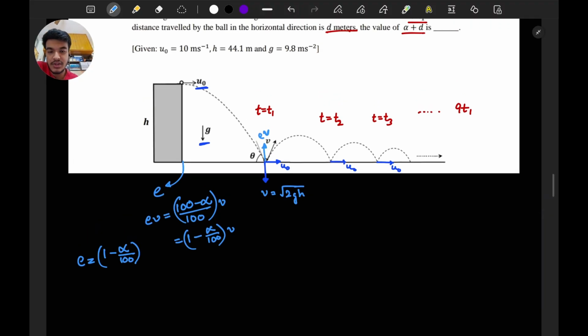Again, notice one thing. Since it was ev, we know in projectile motion the vertical component initially and finally would be the same, just the direction would be reversed. So here it would be ev again. It would hit with ev, and when it bounces off, it would again be multiplied with another e, so it would become e square v. Similarly, e square v and e cube v.